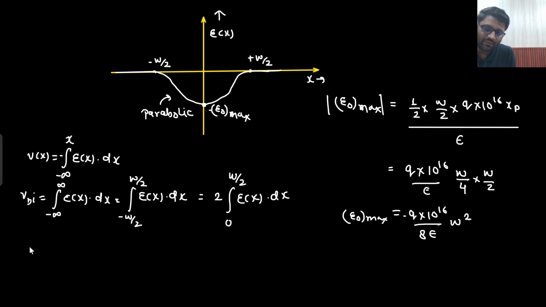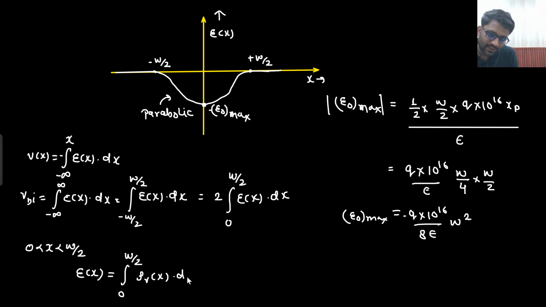So what is my new target now? I am finding out the expression of Ex between 0 to w by 2. I am finding the expression of Ex. What would that be equal to? Integral from 0 to w by 2 of rho Vx dot dx, but never ever forget to divide by epsilon as well. So 1 by epsilon I can take outside.